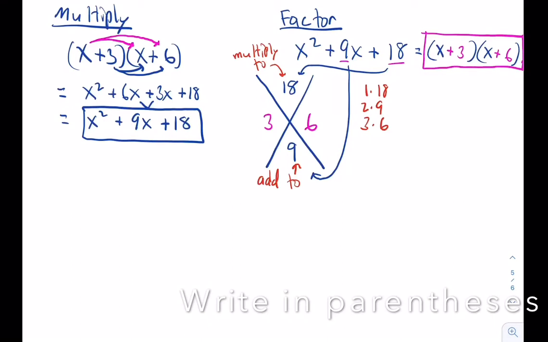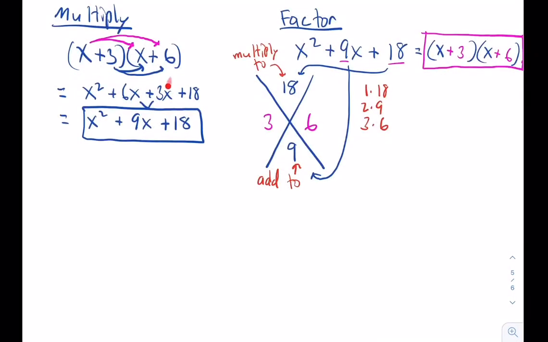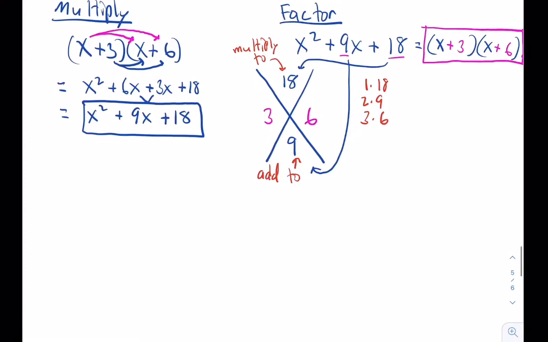Okay, so that's our factored form: x plus 3 times x plus 6. We move backward from what we just did, right? x plus 3, x plus 6, multiply it out, we get that. Start with this, we factor it, we get back to where we started. So you want to go from the expanded form to the factored form.